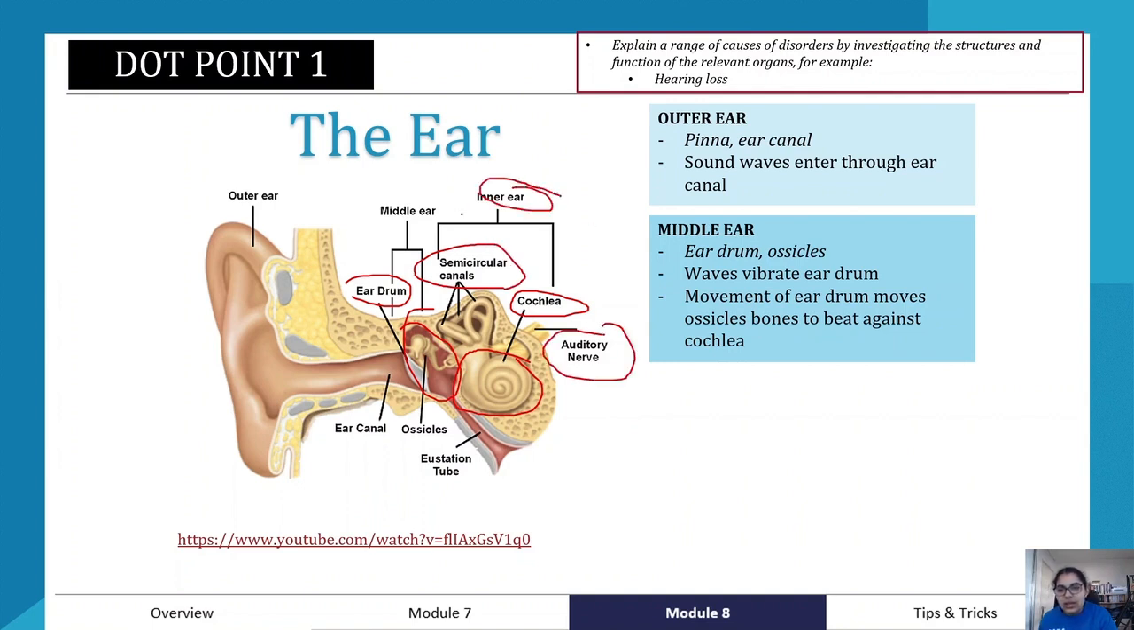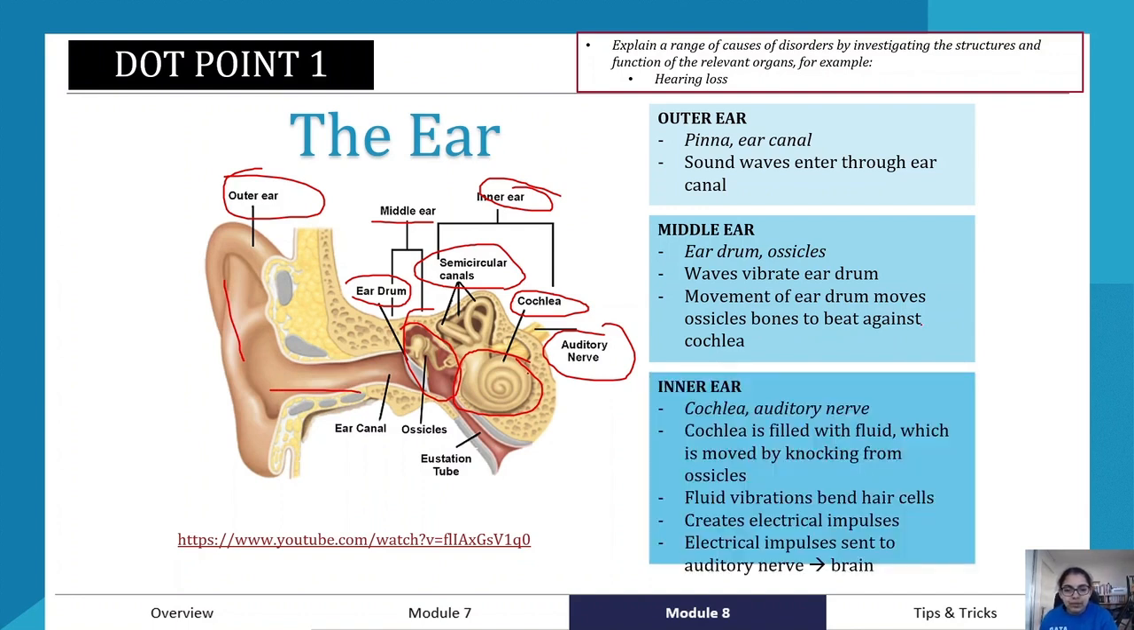So we've got the inner ear, the middle ear, and this is the outer ear. We've got the pinna, and then we've got the ear canal. And then the inner ear is the cochlea and the auditory nerve.